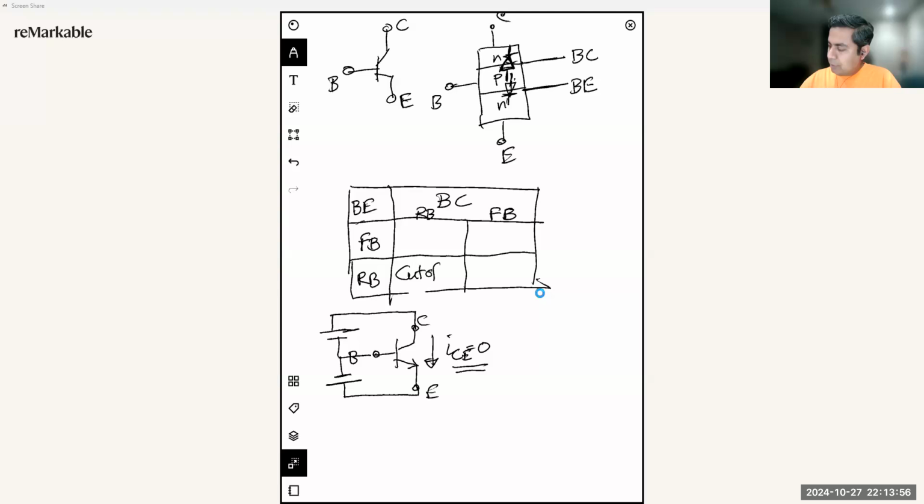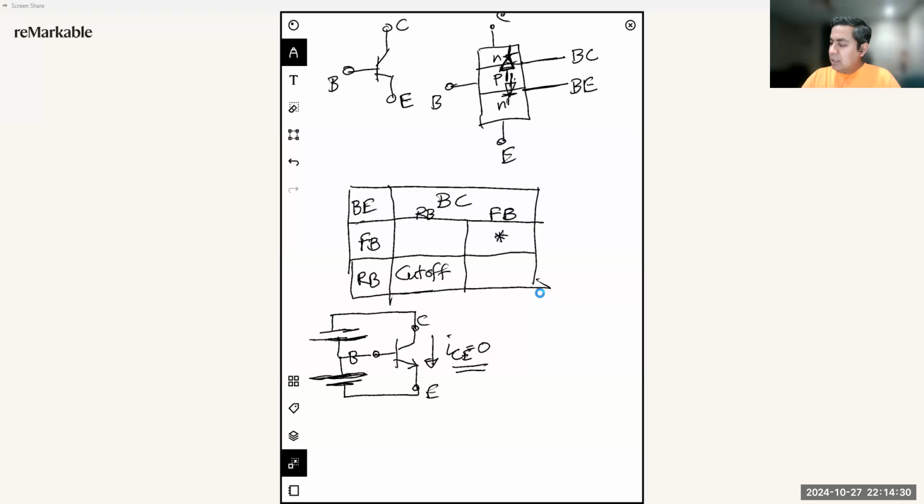This is the cutoff region of operation, where there is no current flowing between these two regions, and no current flowing from collector to emitter. And then let's see the other condition, where both junctions are forward biased. If we flip these two sources at the base and collector and base and emitter, then we are basically forward biasing both junctions.